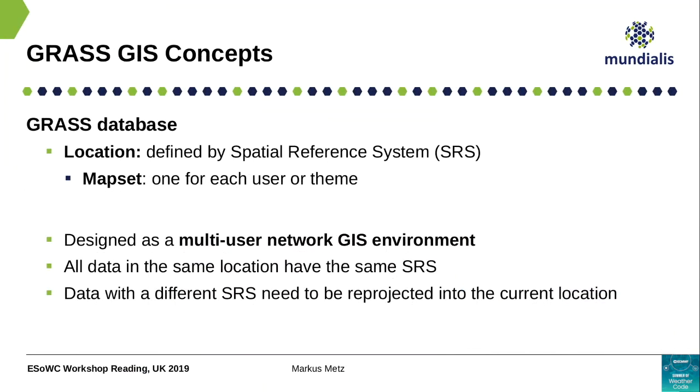So in summary, GRASS GIS is quite old, and it was designed from the beginning as a multi-user network GIS environment, which incidentally makes it perfectly usable for, for example, cloud computing or high-performance computing nowadays. All data need to be in the same spatial reference system, and data with different spatial reference systems need to be reprojected into one common spatial reference system. Now, this sounds maybe a little bit complicated, but the big advantage is that all the tools needed to perform these tasks can be automated.